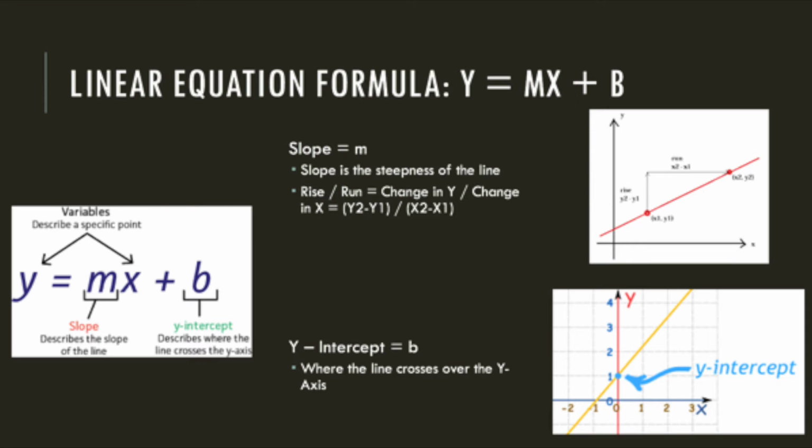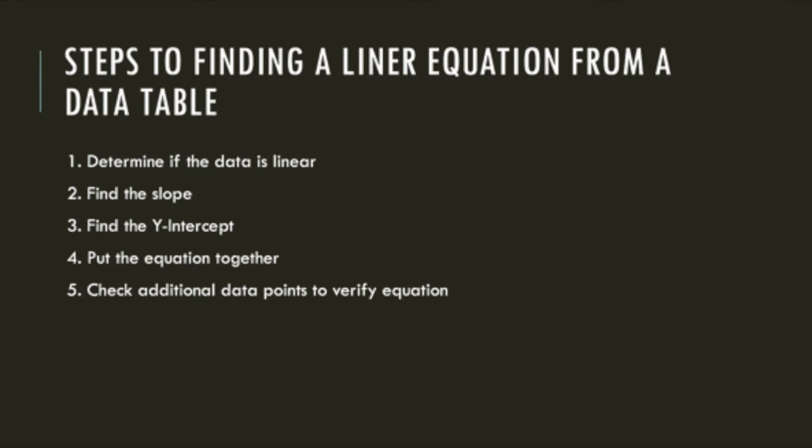b is the y-intercept. The y-intercept is where the line crosses the y-axis. The y-intercept is the value of y when x equals 0. Here is an outline of all the steps to finding the linear equation from a data table. First, you need to determine if the data is even linear. Next, you will need to find the slope and y-intercept. Then you will put it all together and check your work.